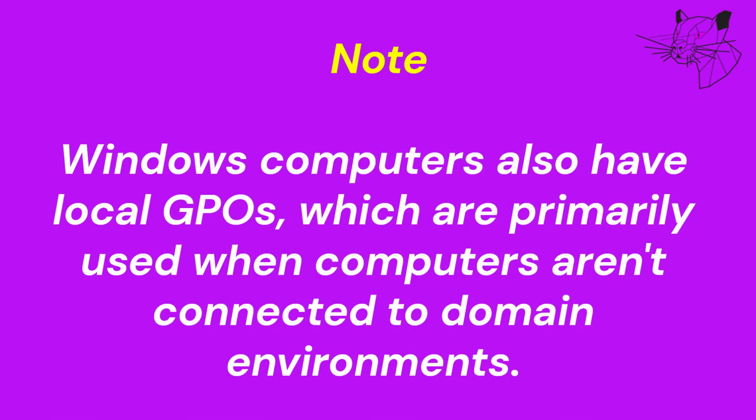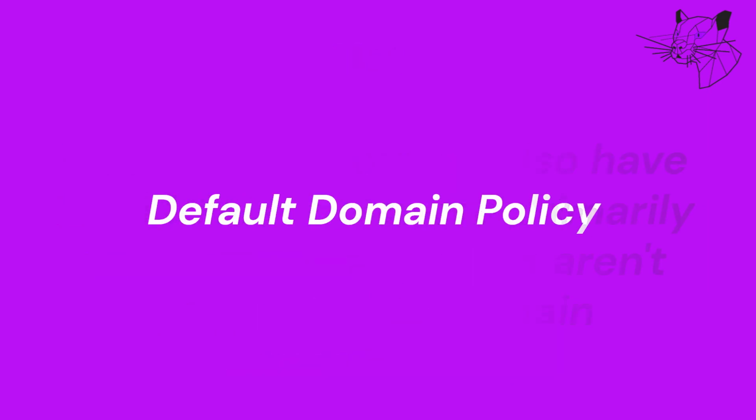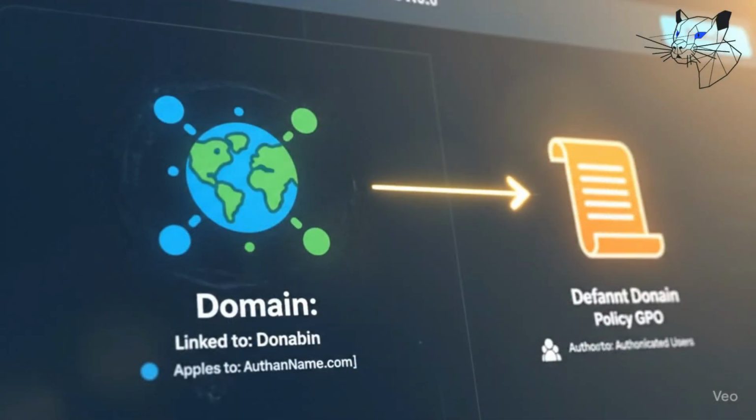Note, Windows computers also have local GPOs, which are primarily used when computers aren't connected to domain environments. Default Domain Policy. The default domain policy GPO is linked to the domain, and it applies to authenticated users. This GPO doesn't have any WMI filters. Therefore, it affects all users and computers in the domain.